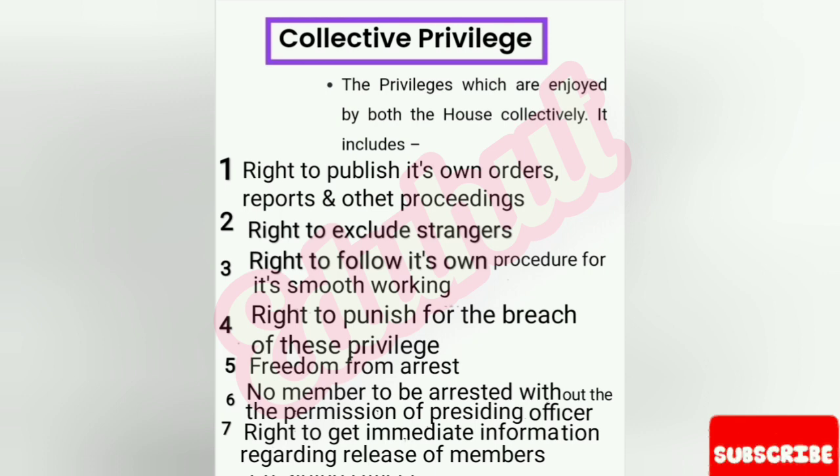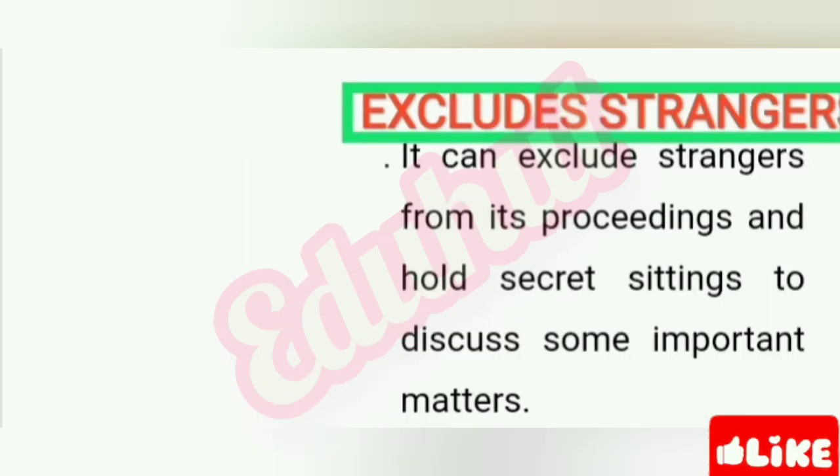It includes the right to publish its own orders, reports, and other proceedings, the right to exclude strangers, the right to follow its own procedure for its smooth working, the right to punish for the breach of these privileges, freedom from arrest, no member to be arrested without the permission of the presiding officer, and the right to get immediate information regarding the release of members. Exclude strangers. It can exclude strangers from its proceedings and hold secret sittings to discuss some important matters.